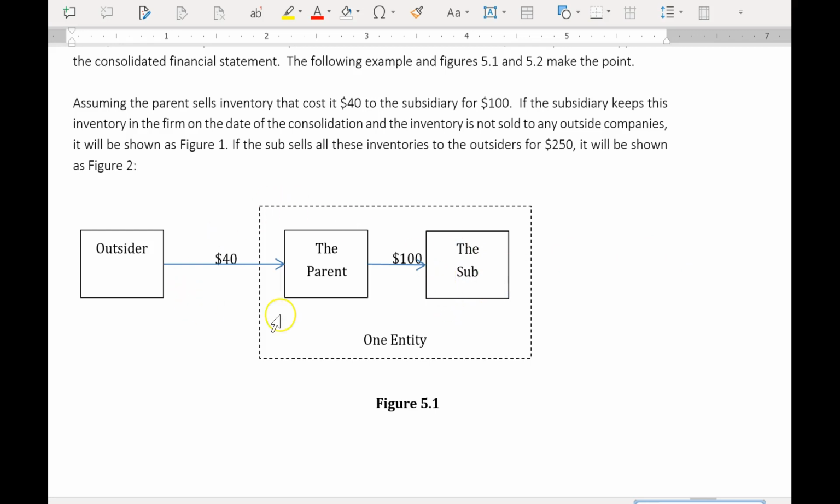In this case, there are no sales from the entity's perspective, and the $60 recognized by the parent is basically regarded as an unrealized gain and has to be deferred until the subsidiary sells all the inventory to outsiders. So that's the first idea: there could be unrealized gain if these two parties are selling stuff between each other but didn't sell those goods to outsiders.